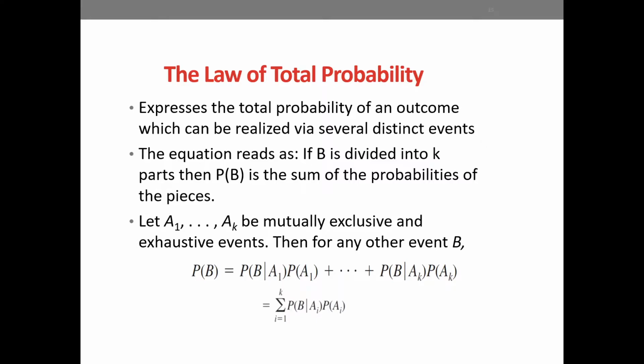It expresses the total probability of an outcome because that particular outcome can be realized using different distinct events that are mutually exhaustive and exclusive, right? So for any event B, if that event can be described in terms of multiple other events that are mutually exclusive and exhaustive, then the probability of B can be expressed as something like this, right? This is not clear yet, but let's look at a visual of how this breaks down, and then it'll be easier for us to understand.